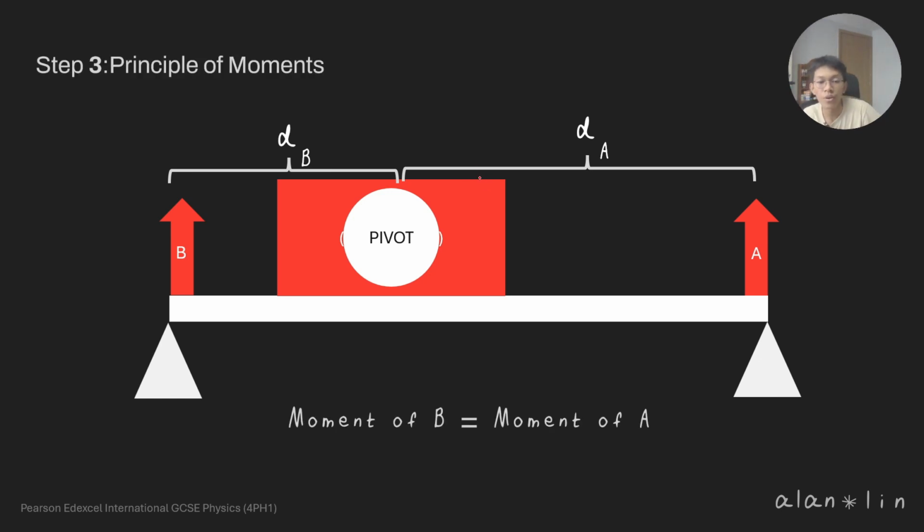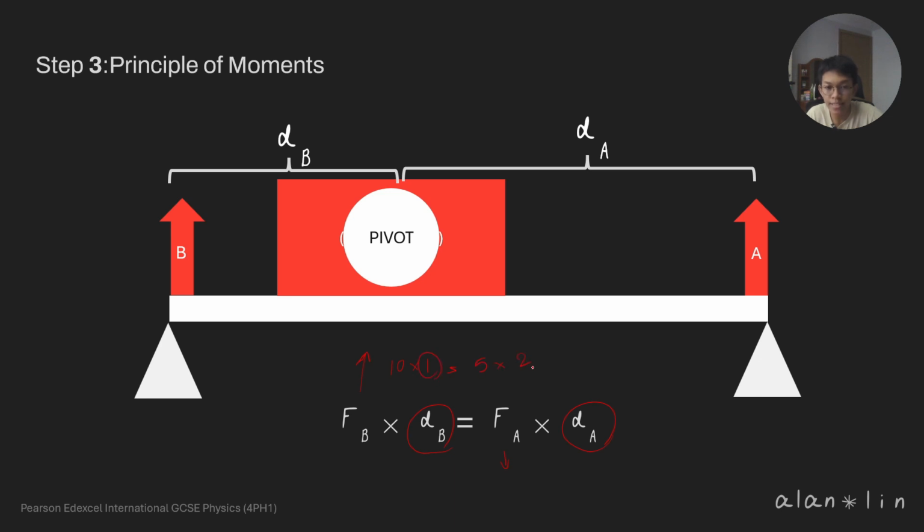And step 3, we are going to apply the principle of moments, and when we do that, we would know that the moment of B must be equal to the moment of A for the system to be in balance. If we convert that into the product of the force and the distance, we would get the following. Now, we know that dB is less than dA, and that means that force B must be larger than force A. So it's something like 10 times 1 equals 5 times 2.